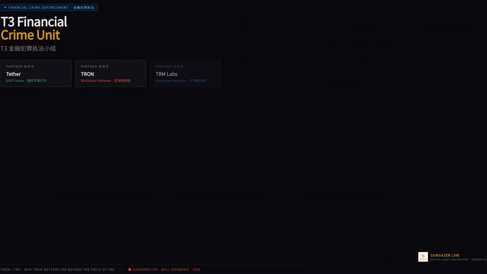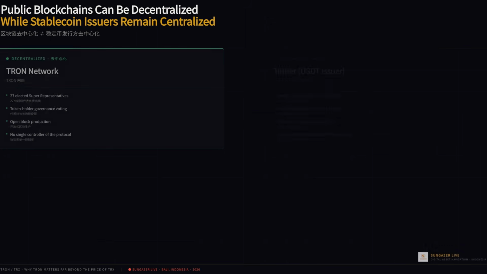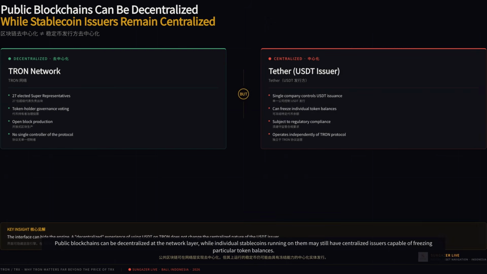Tether and TRON have also worked directly on financial crime enforcement initiatives. In 2024, Tether, TRON, and TRM Labs created the T3 Financial Crime Unit. And by May 2026, Tether reported hundreds of millions of dollars in illicit assets had been frozen through related efforts. This highlights another important reality.